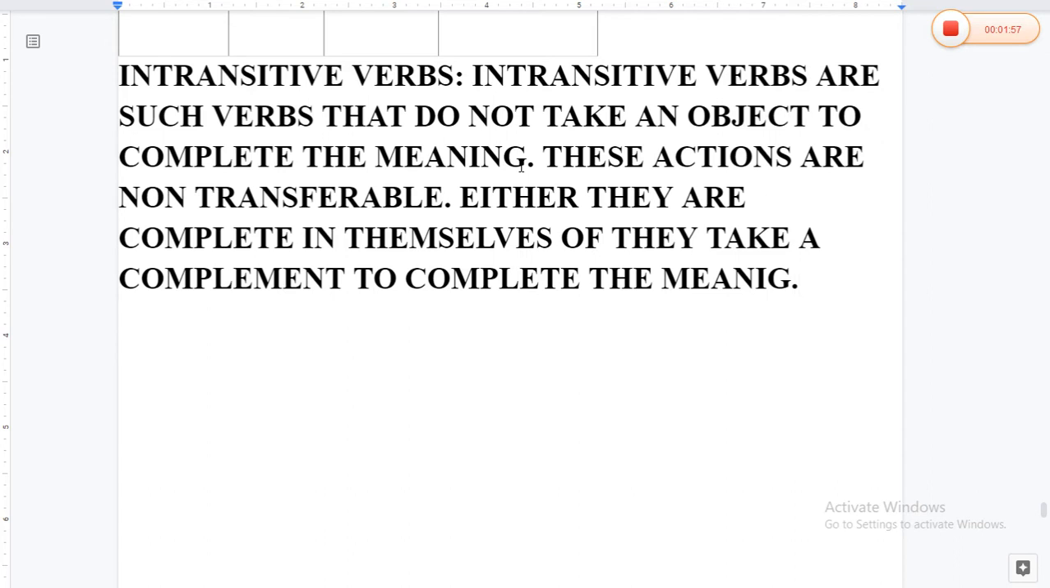What I have told you: intransitive verbs are such verbs which do not take an object to complete the meaning. These verbs don't have an object, and they are complete in themselves. Even when they are incomplete, they don't take an object, but they take a word which is called a complement.